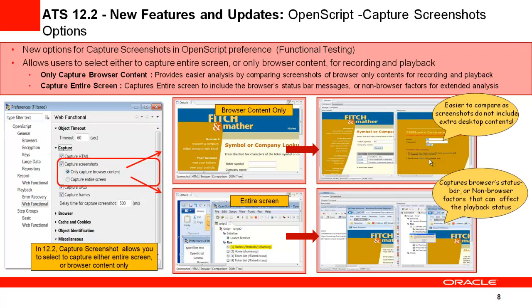When only browser content is selected, screen comparison generally provides easier debugging as extra desktop contents are excluded. On the other hand, you may also want to check messages displayed in the browser status bar. In addition, in some cases, a script failure could be affected by non-browser factors. For example, there may be a network failure that terminated a connection to the application during the playback, and maybe that is the reason that your script failed. Having the entire screen captured, you can detect those messages during the playback.